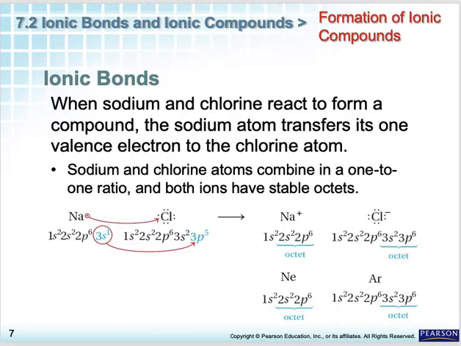So, when a chlorine atom and a sodium atom react to form a compound, sodium loses one electron, or transfers one of its only valence electrons, to the chlorine atom, turning chlorine into chloride and sodium into a sodium ion. The name doesn't change for sodium, and they both have a noble gas configuration, and the charge differences hold them together.